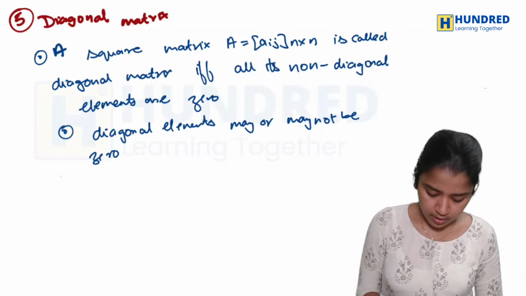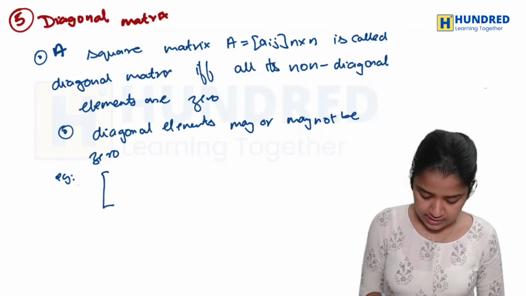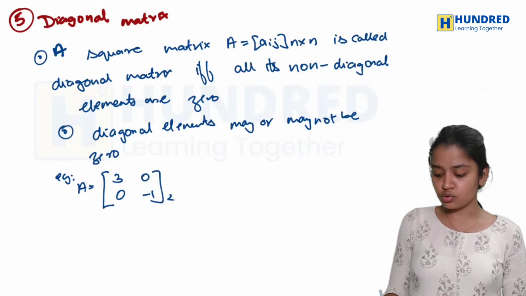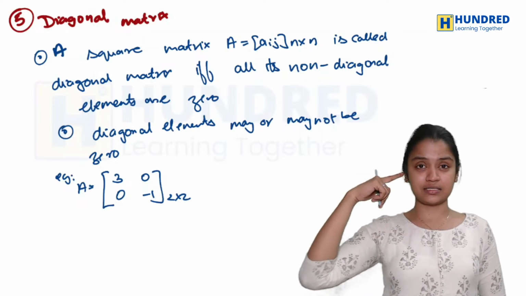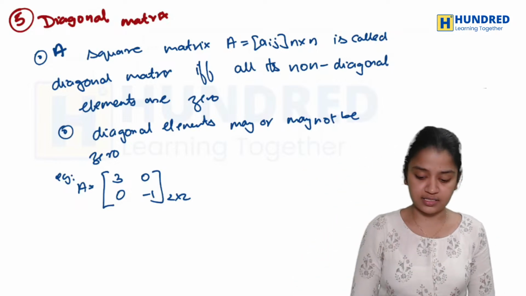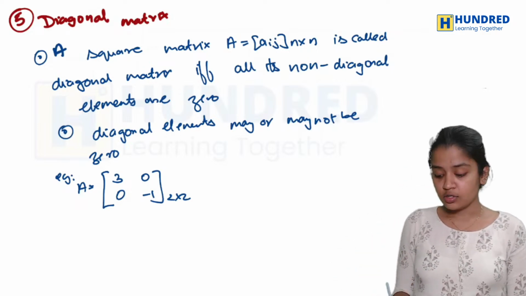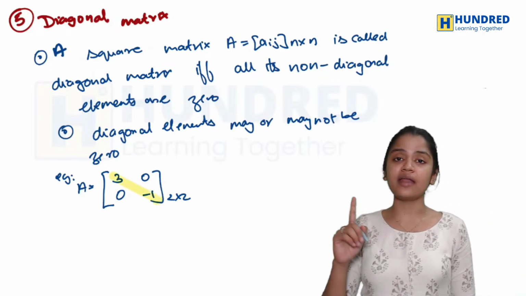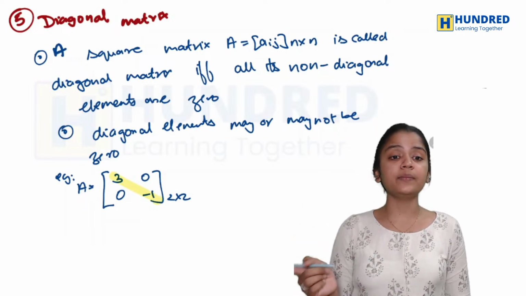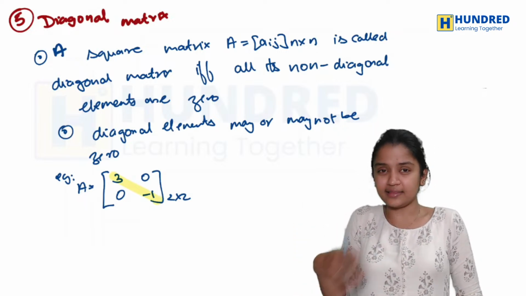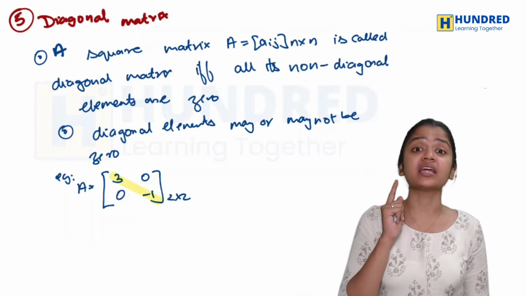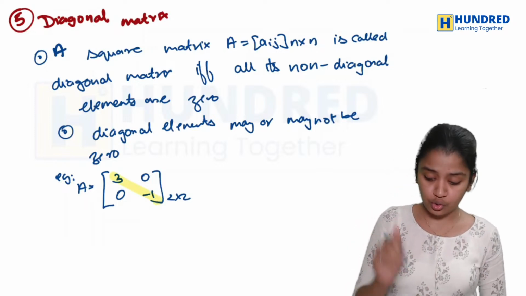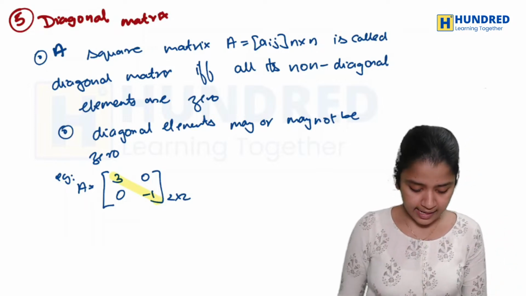For example, if I take A is equal to 3, 0, 0, minus 1. So it is 2 cross 2. So the first condition is satisfied, which is a square matrix. Now look at the diagonal. This is my diagonal elements, which is 3 and minus 1. What are the non-diagonal elements? Apart from this highlighted thing, everything is non-diagonal element. All the non-diagonal elements are 0. Since they are 0, you can call this a diagonal matrix.